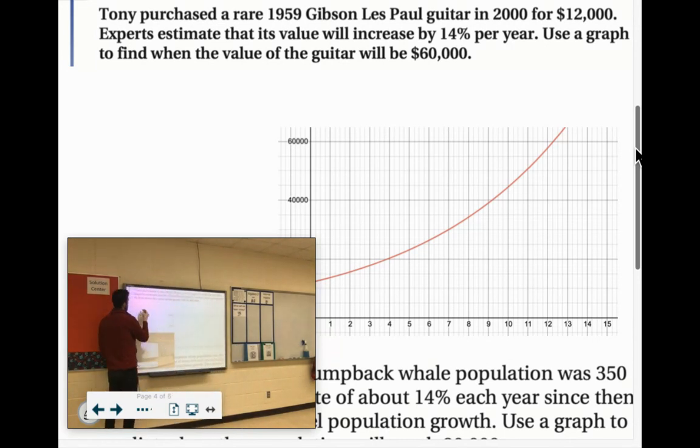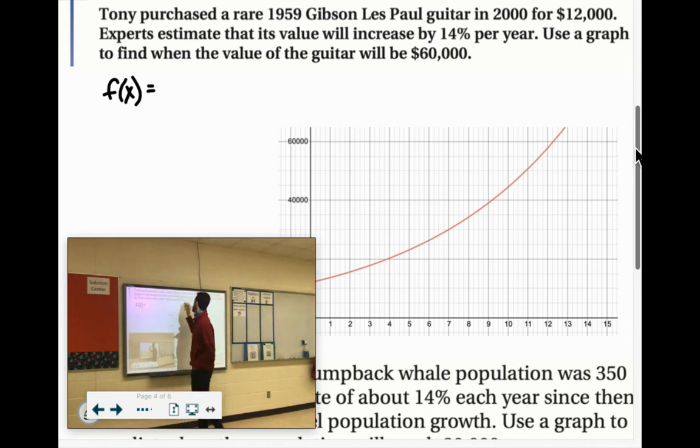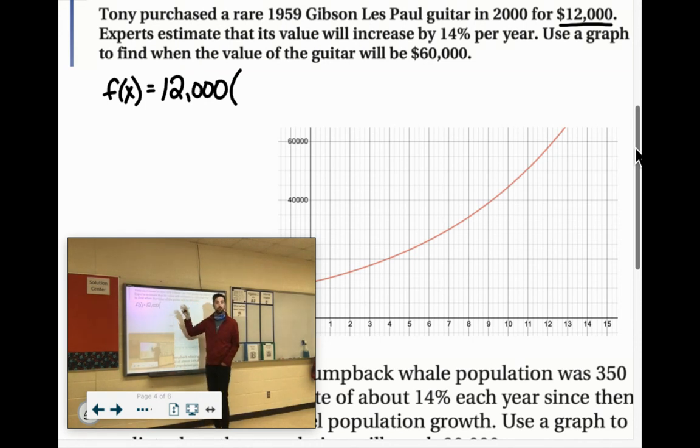So we can say f of x or y, or whatever you want to put there, equals the initial amount. The initial value for this guitar was $12,000. That doesn't get the exponent. The thing with the exponent is the growth or decay. So remember, it's 1 plus or minus. So it's increasing 14%. So we'll say 1 plus 0.14.